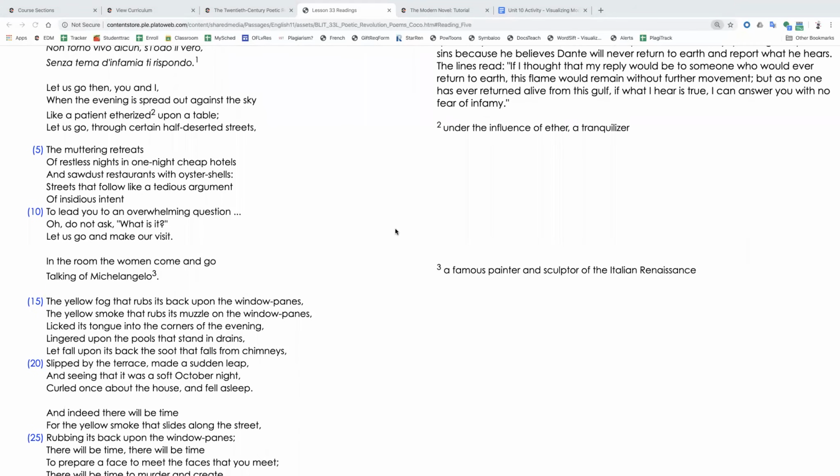Let us go then, you and I, when the evening is spread out against the sky like a patient etherized upon a table. Let us go through certain half-deserted streets, the muttering retreats of restless nights in one-night cheap hotels and sawdust restaurants with oyster shells. Streets that follow like a tedious argument of insidious intent to lead you to an overwhelming question. Oh, do not ask, what is it? Let us go and make our visit.